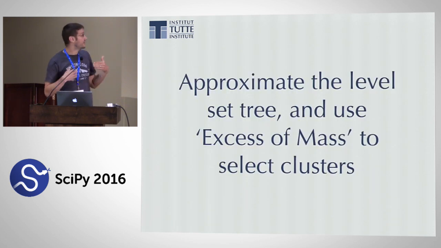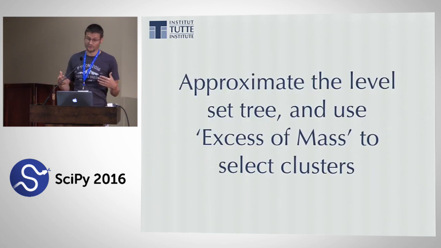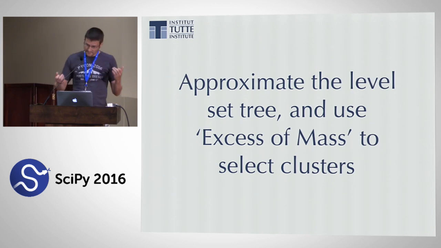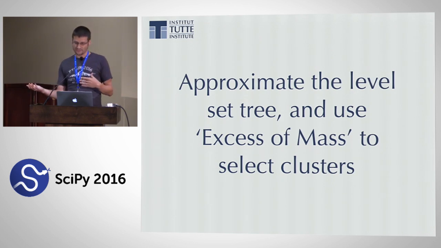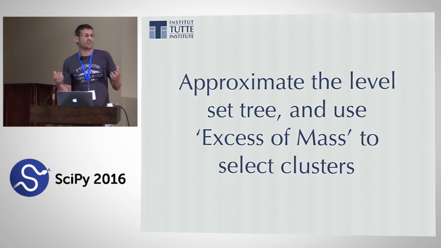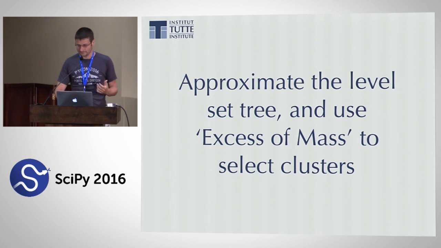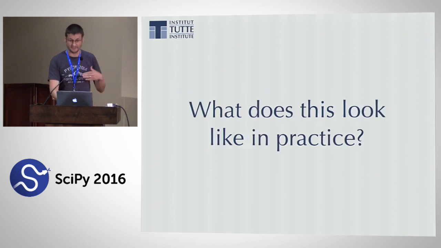So we can build up a tree and use an excess of mass type algorithm to select the clusters out. So hopefully the tree is computable in reasonable time, and it's a little optimization game from there to try and extract out which flat clustering is going to be the best. So what does this look like in practice?